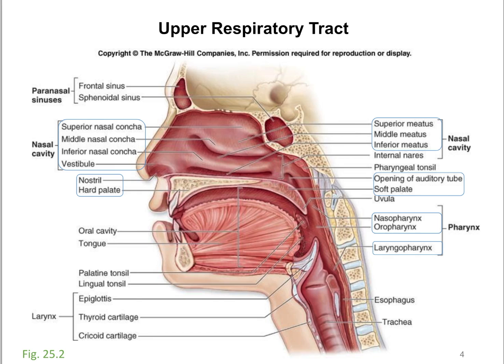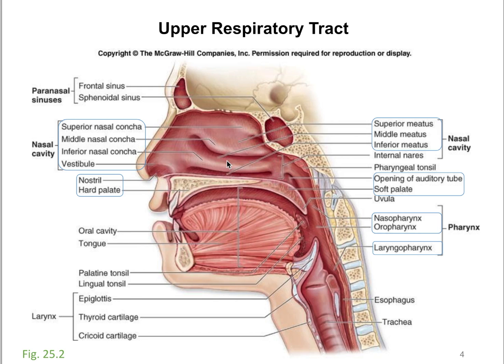So we have our nostrils and then the vestibule. And the vestibule is basically just the opening in your nostril. It's kind of like the pupil in your eye. It's just an empty space. So that's the vestibule. And then we already talked about the concha.